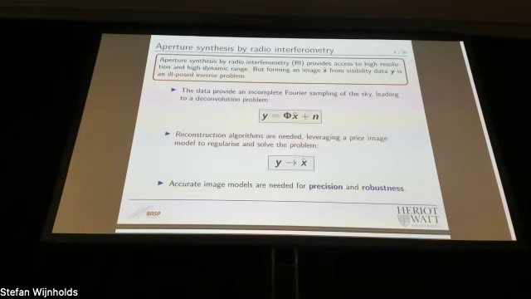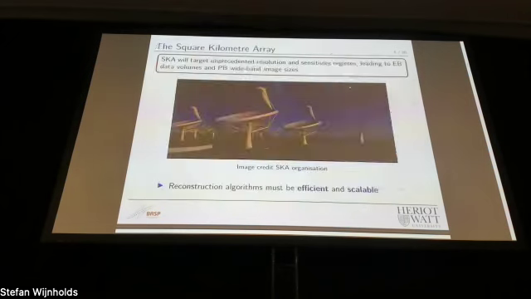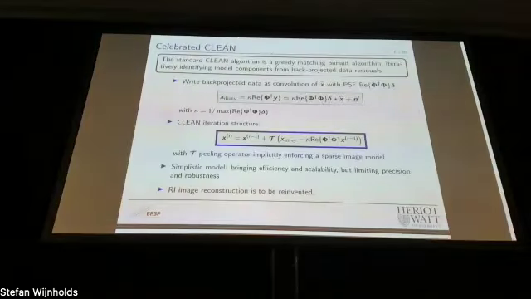So we have the inverse problem here, y equals Phi x hat plus n again, where x hat is the sky image that we want to form from visibility data y, measured from process Phi with some complex Gaussian noise n. And to get the image of interest x hat from y, we need to leverage some prior image model, and such a model needs to be precise and robust. And again, with the next generation telescopes, we need the algorithms to be efficient and scalable to handle such large image size and data size.